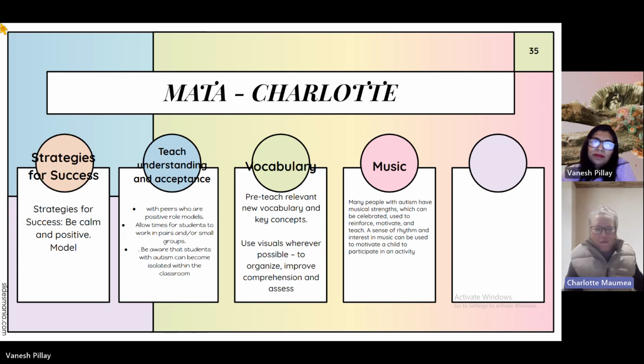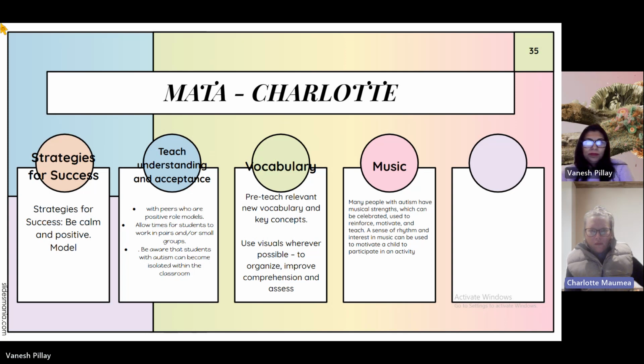And be positive, be a role model, teach understanding and acceptance. So we're role modeling that, so the peers that we're working with can also do that with the neurodiverse students. And allow time for the students to work in pairs and small groups, so they're not just isolated by themselves on devices. Be aware that students with autism can become isolated. So if we're aware of that, we plan to make sure that doesn't happen, at least for most of the day.